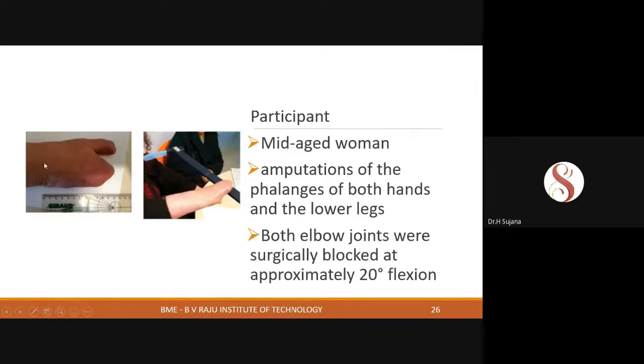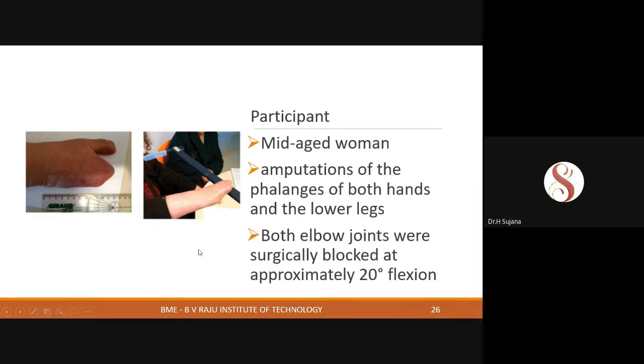Here they have taken a participant. She is a mid-aged woman. She has amputations of phalanges of both hands and lower legs, and the elbow joints are also blocked at 20 degrees flexion. She cannot move them freely, and she is totally dependent on a full-time caretaker. She was not able to do any of her activities of daily living. So she was looking for a variety of solutions for feeding and personal care.